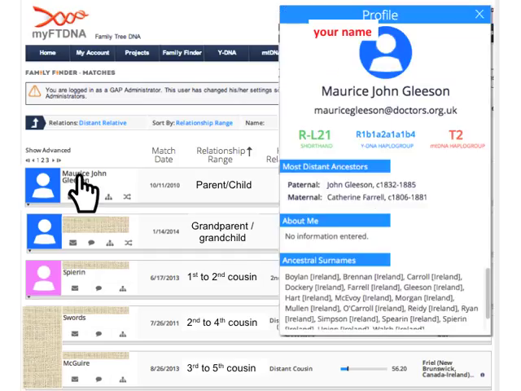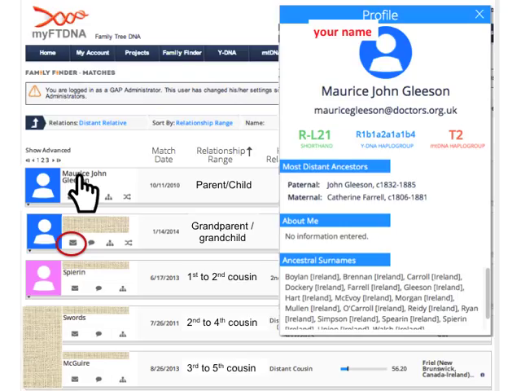If you click on the name of your match, you get your match's email address and some information about your match, the most distant known ancestors. On my father's side is John Gleason. On my mother's side is Catherine Farrell. And then I've put in my ancestral surnames of all the surnames in my family. So this is the kind of results that you'll get when you do this type of autosomal DNA test.